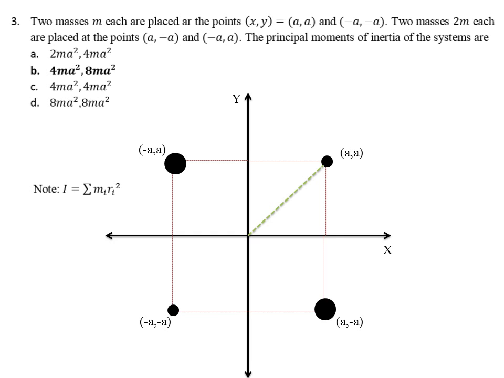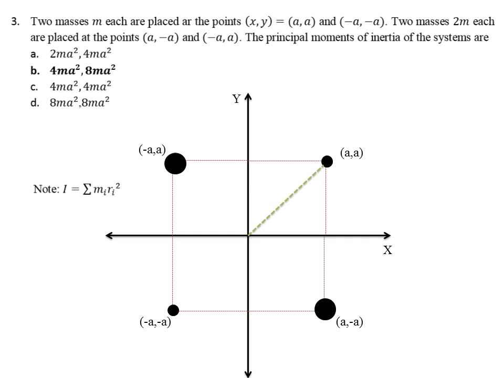So let's first of all visualize this problem by drawing a cartoon. So you can see m placed at a and another m placed at minus a, while you can see two masses 2m placed at minus a and a, minus a.